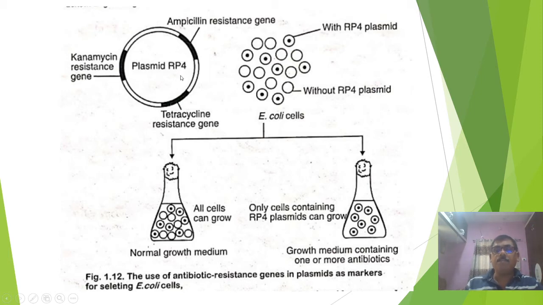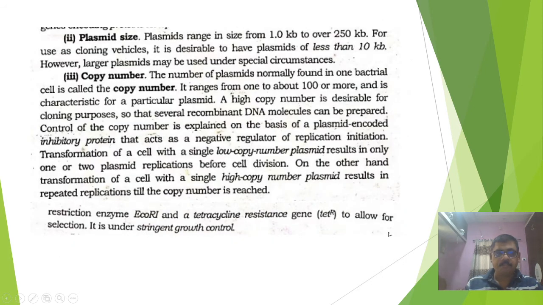And those E. coli cells which have such a plasmid can grow on the medium having the antibiotic. This is the normal growth medium, and on this normal growth medium, all E. coli cells will survive. But on the antibiotic medium, only those cells which have the RP4 plasmid will develop. Why? Because it has the gene for the antibiotic resistance, and you have added the antibiotic in the culture medium.